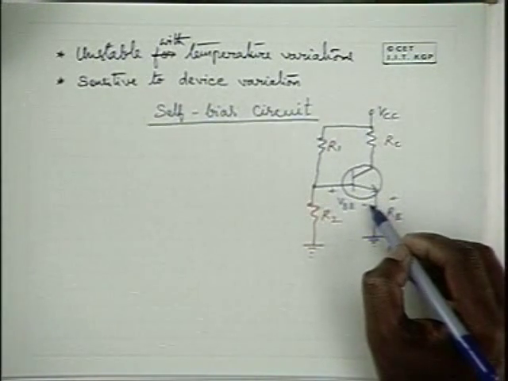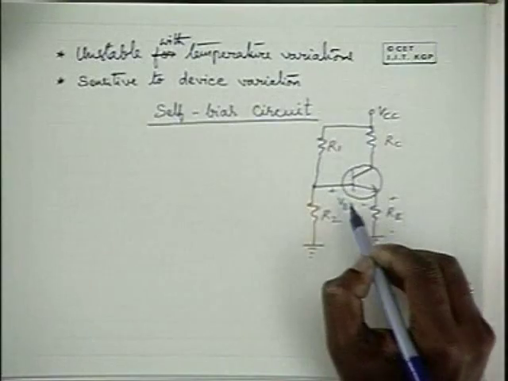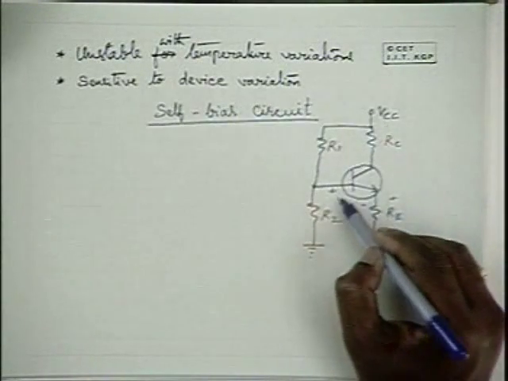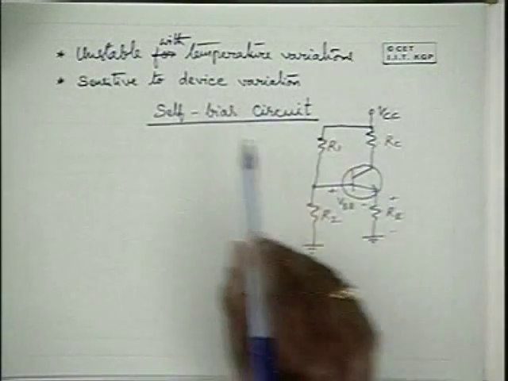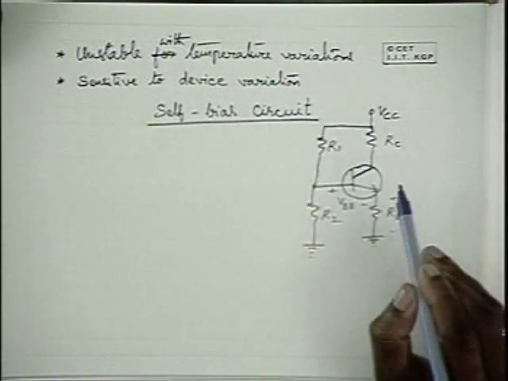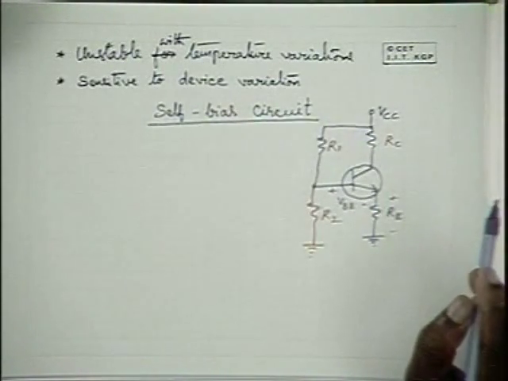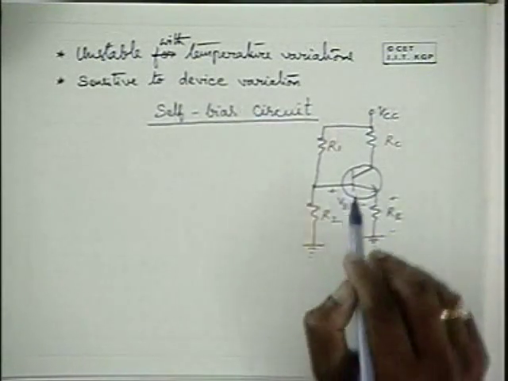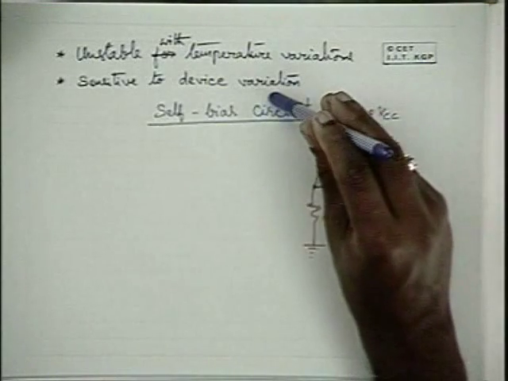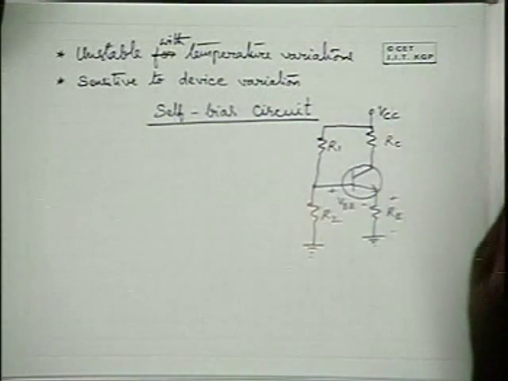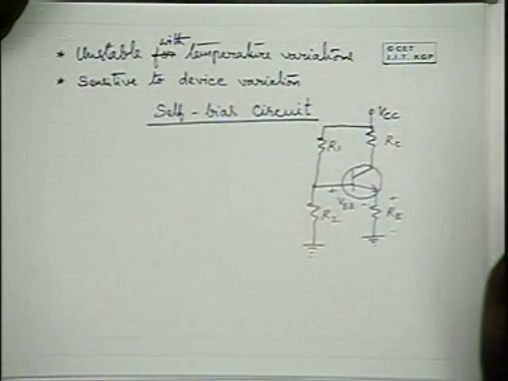And when VBE decreases, IB naturally decreases. And the decreasing IB decreases the collector current. This is how, with device variations also, it is insensitive. It is stable against device variations, and it is stable against temperature variations.